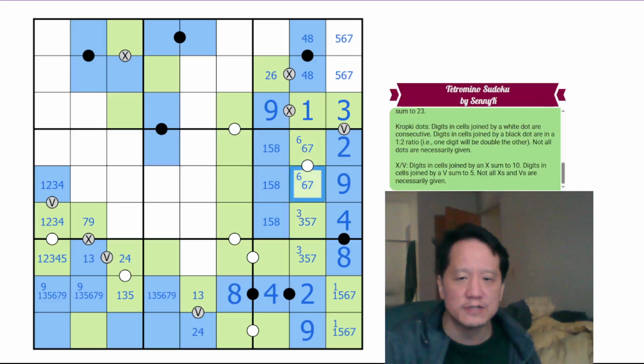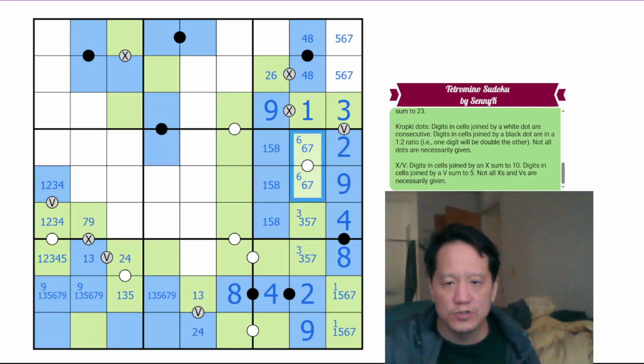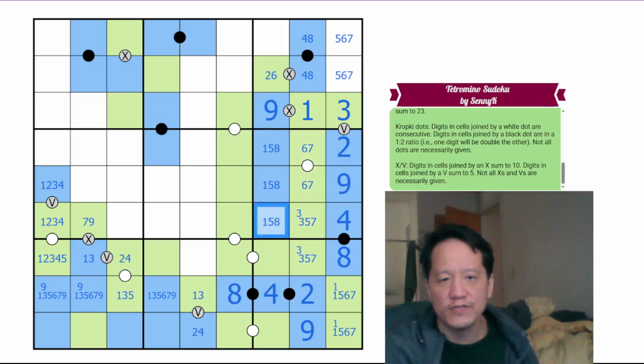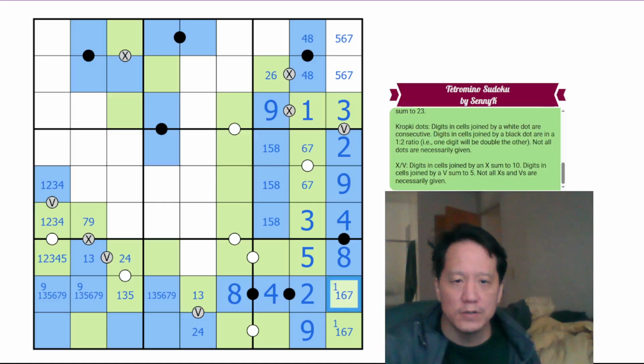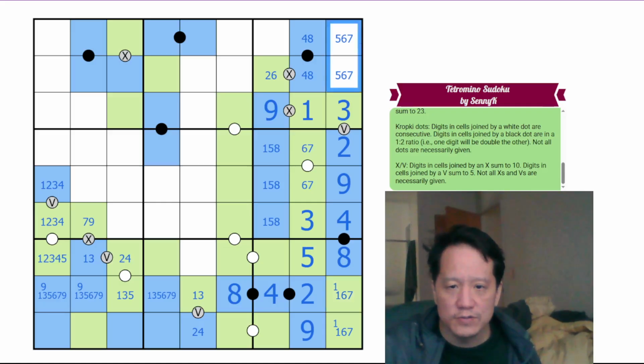This can't be 5. This is a 6, 7 pair, which eliminates 6, 7 in the rest of the column. This can't be 5 either because of the 1, 5, 8 triplet in the row or in the box. So this is 3. This is 5. That eliminates 5 from being here. So 5 has to be one of these two digits here.